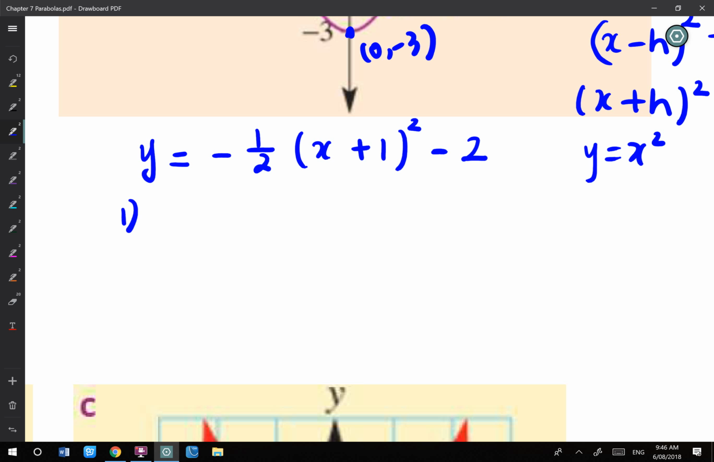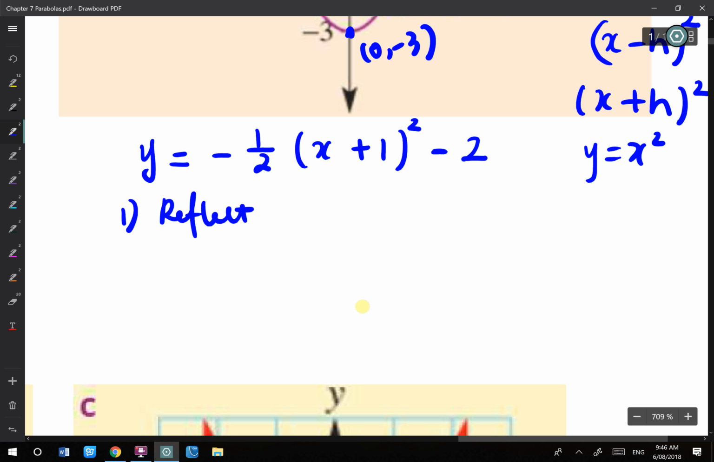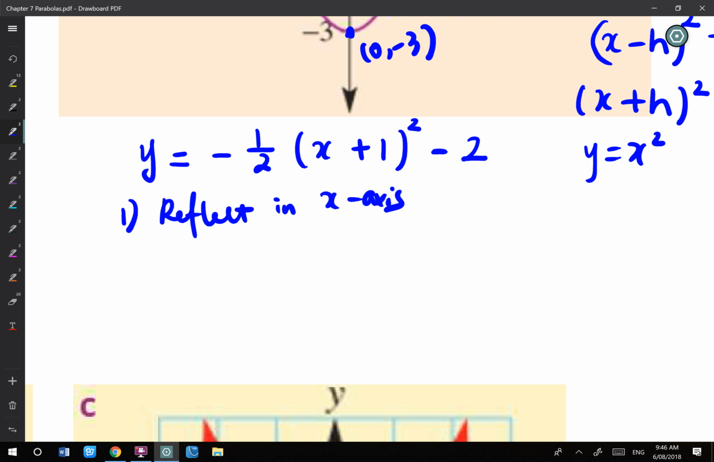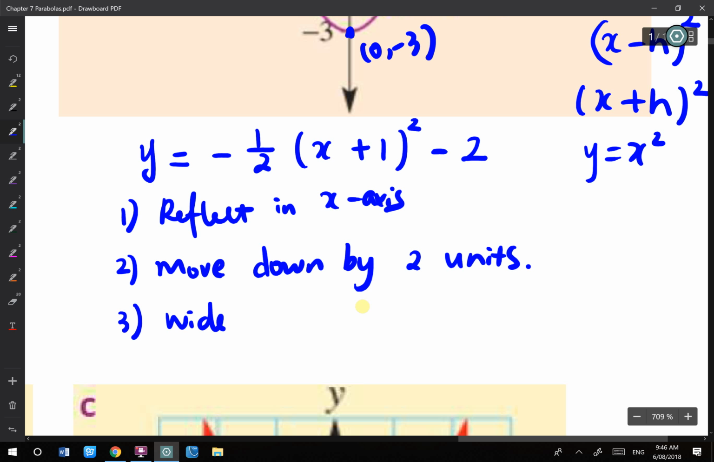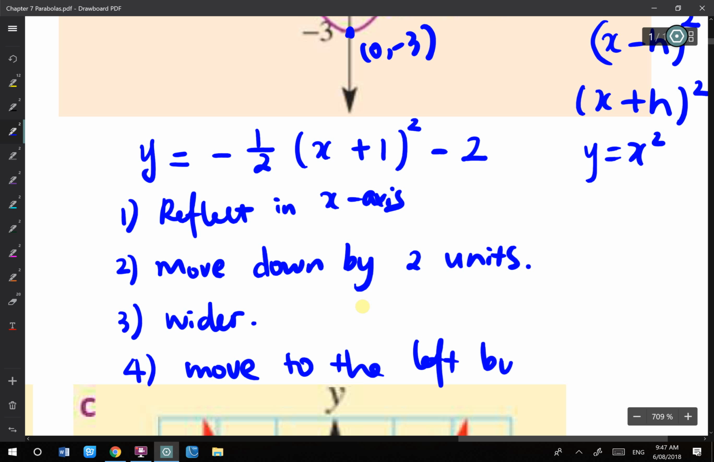Yes, okay, so it's reflected in the x-axis. Reflect in the x-axis? Okay. And then try another one. Yeah, Ali. Move down by 2 units. Okay, yes, correct. Anyone else? Kamini? Wider by half. Wider? Nasha? Move to the left by 1 unit. That's correct.